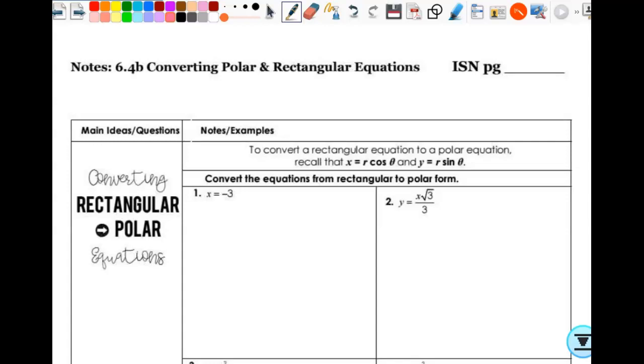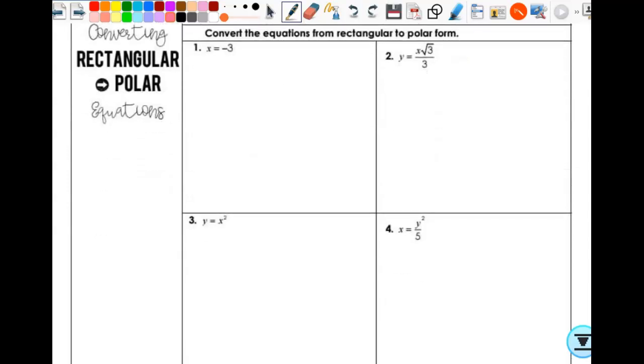So yesterday we converted coordinates from rectangular to polar and vice versa. Today we're going to convert equations back and forth. So recall, meaning we already know this because we did it yesterday, x equals r cosine theta, y equals r sine theta. And we're going to use those same things. We're going to convert in the same kind of ways. They are just equations, not coordinates.